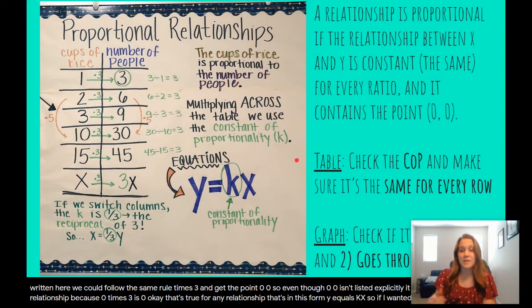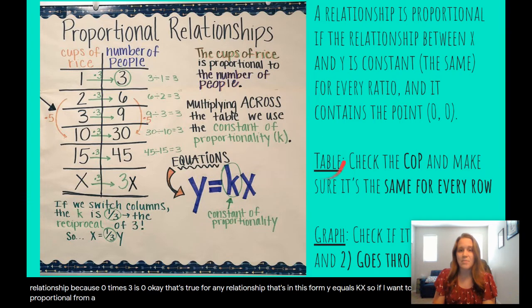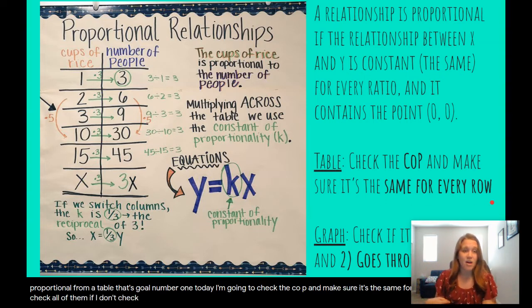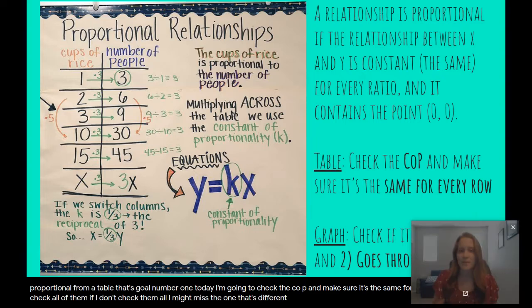So if I want to determine if something is proportional from a table, that's goal number 1 today, I'm going to check the COP and make sure it's the same for every row. I've got to check all of them. If I don't check them all, I might miss the one that's different, okay?